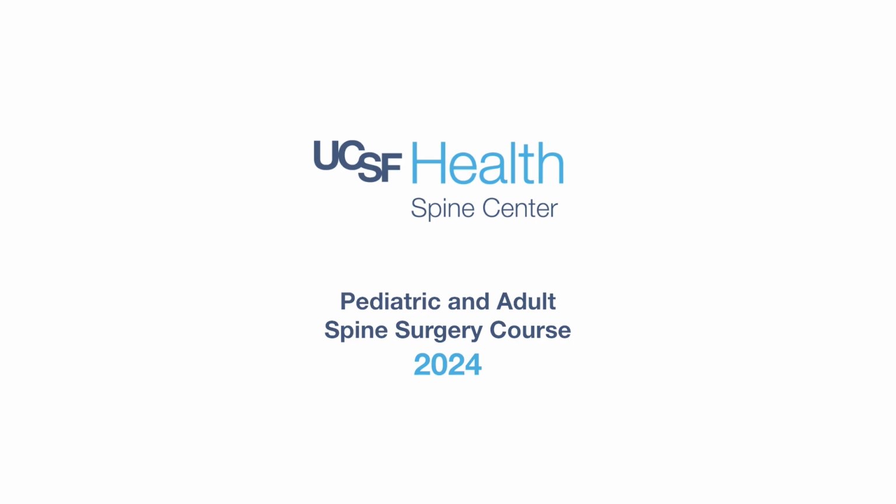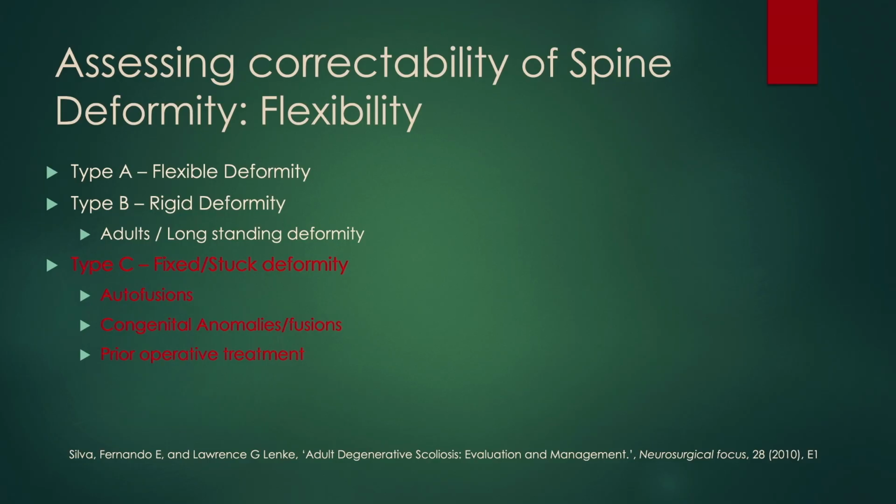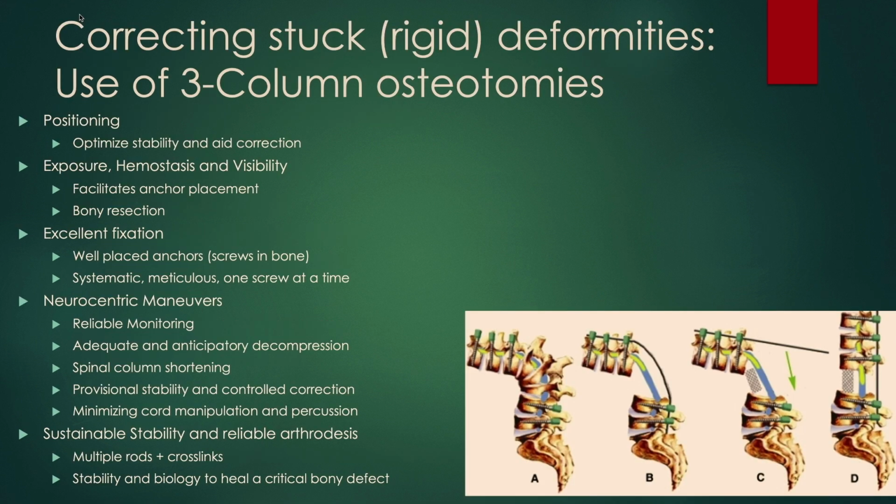These are basically fixed or stuck deformities. So if we can broadly define deformities as flexible, rigid, or fixed or stuck, these are the congenital or prior fusion deformities where we're doing 3-column osteotomies.